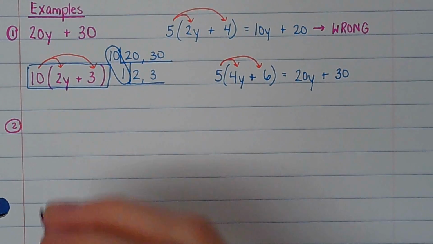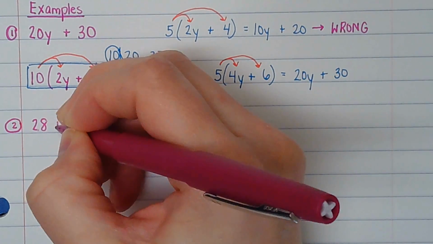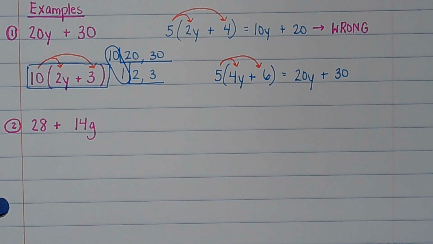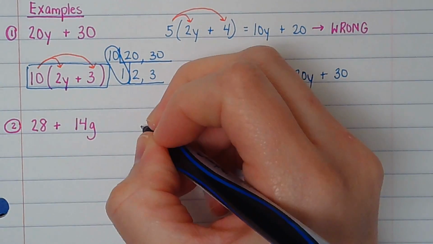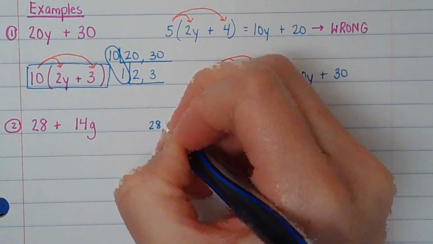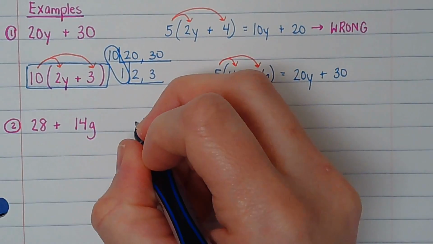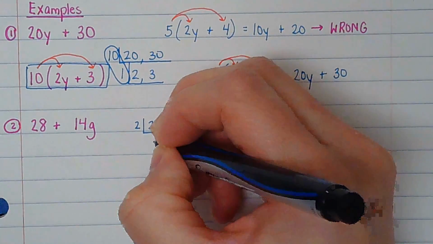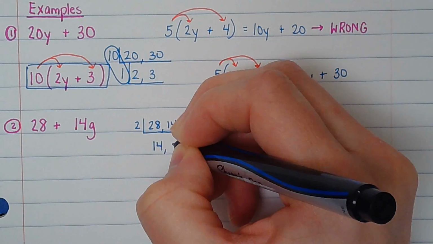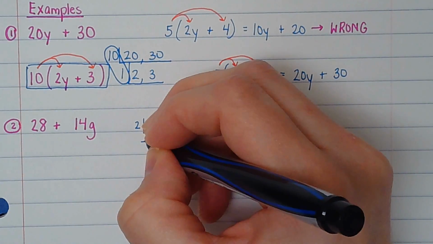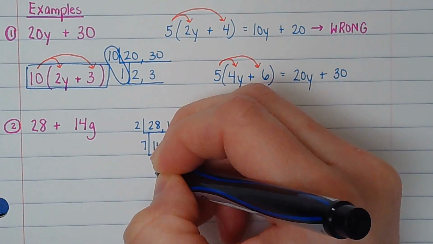We're almost finished. If I give you 28 plus 14g, and remember, it's going to say find the equivalent expression. We have to find that GCF. So what is the GCF of 28 and 14? Okay, what goes into both of those? All right, well, you can start easy. If you're not sure, start easy. So 2. 28 divided by 2 is 14. 2 goes into 14 7 times. What goes into 14 and 7? 7 does. So that's a 2 and a 1.